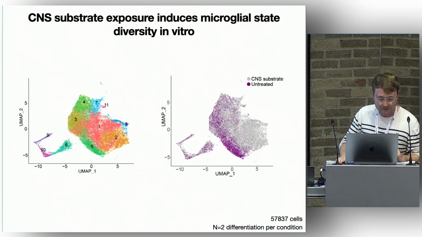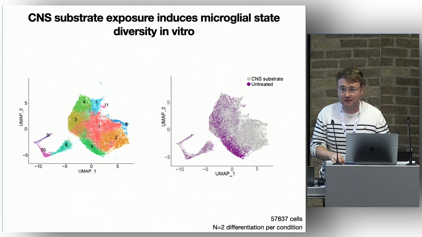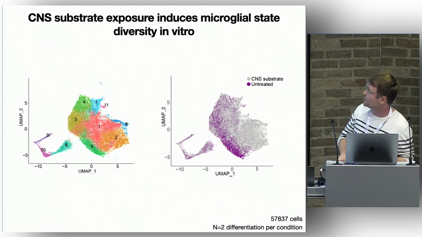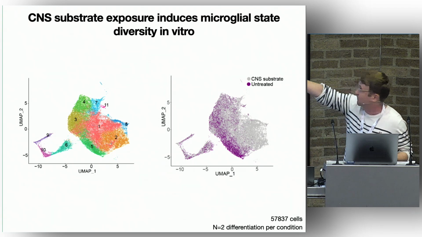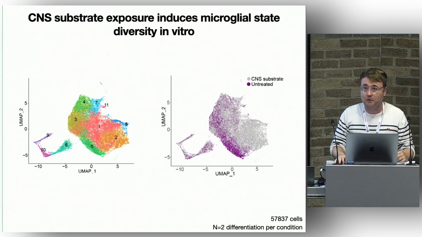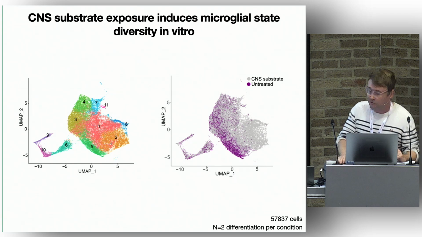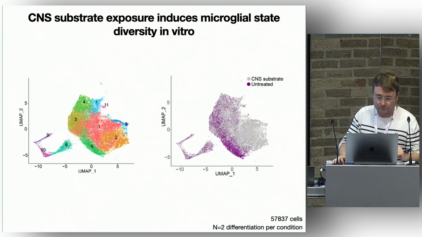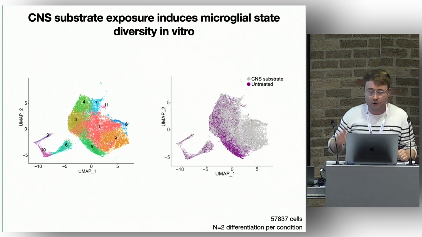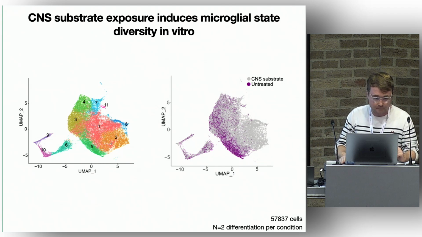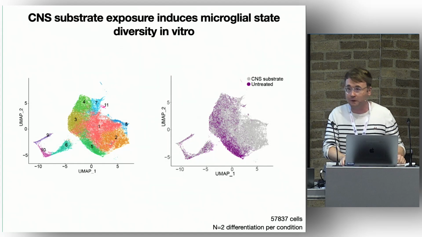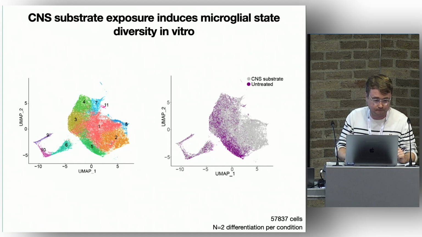And to my great delight, the first thing I noticed in this data set was a large degree of transcriptional diversity. So when I grouped cells into clusters, which you can see here in different colors on the left, I found 11 different microglial clusters in vitro. And you can see on the right here that this transcriptional diversity is driven mostly by exposure to the different CNS substrates, shown here in gray in aggregate. And I'm just showing this plot for brevity, but we've also confirmed this with differential abundance statistical testing as well.